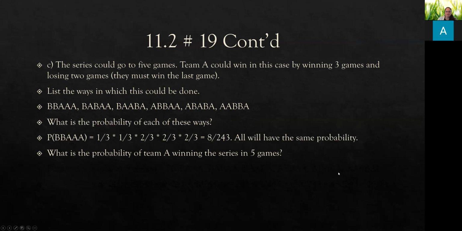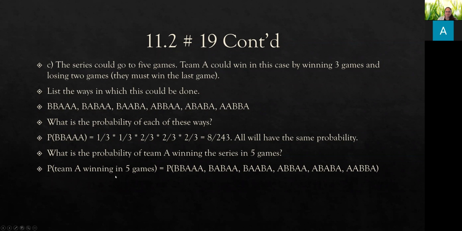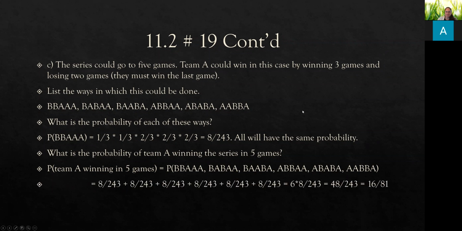So what is the probability of Team A winning the series in 5 games? So we have the probability of any one of these options, and there are 6 of those options. So we're going to add 8 out of 243 to itself 6 times. We can do that by just multiplying 6 times that fraction, and we get 48 out of 243, which reduces down to 16/81. Is that okay so far?